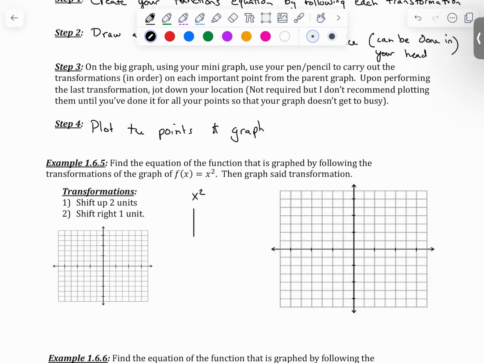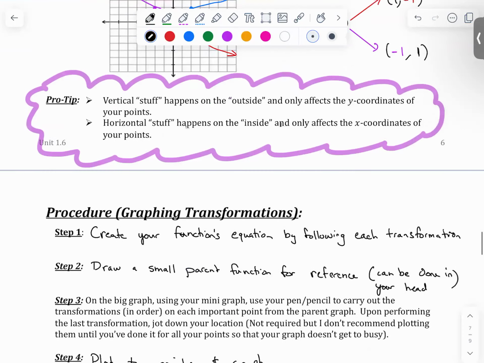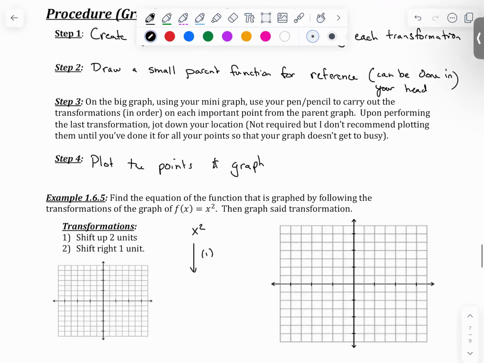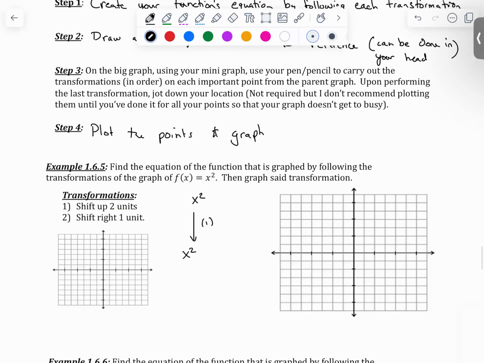The first transformation is a shift up 2 units. So that's a vertical thing. That's a vertical shift. That happens on the outside based on our pro tip from up above. Vertical stuff happens on the outside. So this should be x squared plus 2.